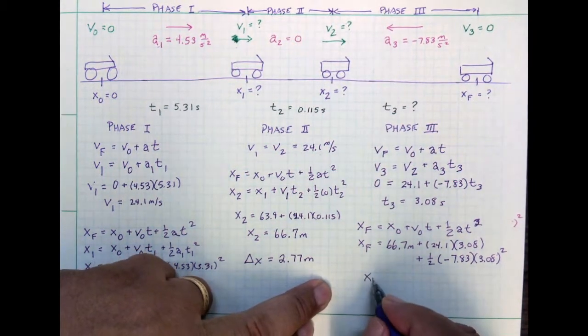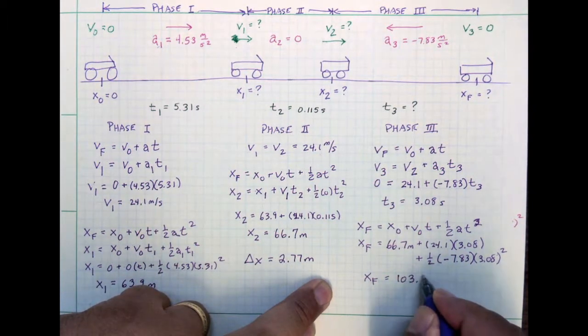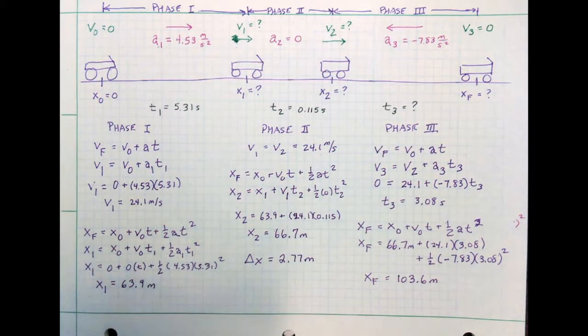This gives us a final position of 103.6 meters, or to three significant figures, 104 meters. This is just barely enough to avoid hitting the deer. We stop a little bit more than 1 meter short of hitting the deer. Thankfully, the motorcyclist's reaction time was not any longer. Also, presumably, in 3.08 seconds, the deer might be able to get out of the way.